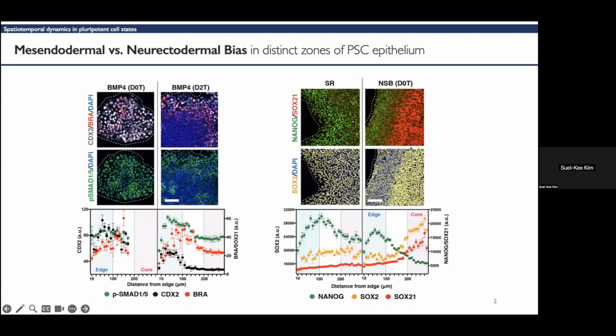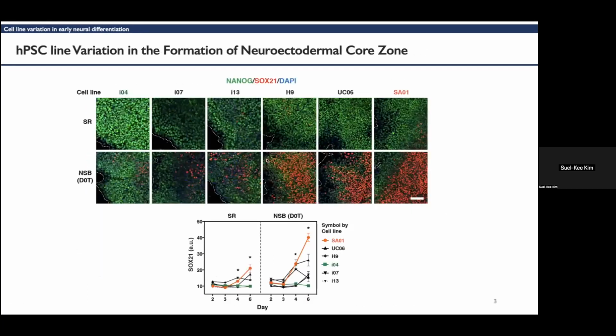On the other hand, when cells were treated with Noginesib to induce neuroectoderm, we found SOX21 was induced at the core of the colonies. This shows that these distinct zones of pluripotent cell epithelium are related to distinct lineage bias, showing mesendoderm bias at the edge and neuroectoderm bias at the core of the colonies. So this spatial organization has not been systematically tested across different lines previously.